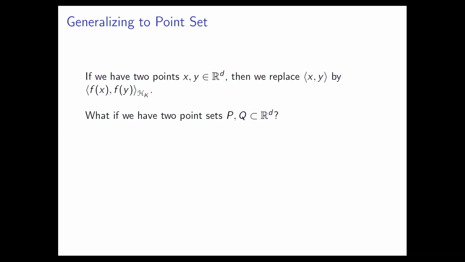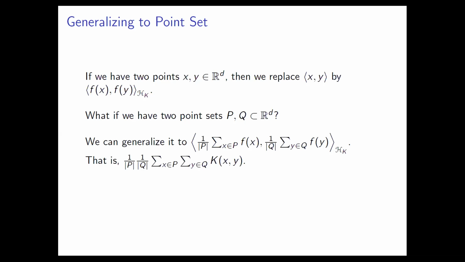But what if we have two point sets, p and q, in Euclidean space? We can generalize it to the inner product of the average of f(x), where x is over the set p, and the average of f(y), where y is over the set q. We can expand this formula by the inner product equation, and it gives us this expression. Now, we define this as the similarity function, kappa(p,q).